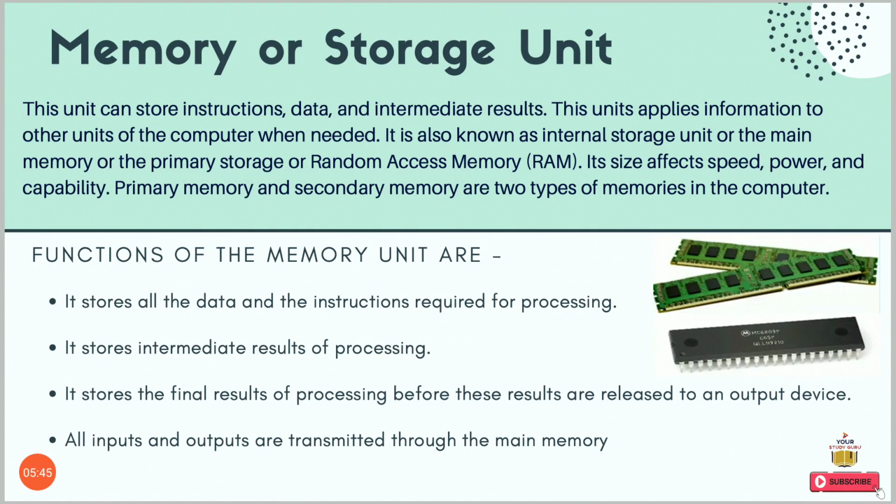Now, the memory or storage unit. This unit can store the instructions, data, and intermediate results. This unit supplies information to other units of the computer when needed. It is also known as the intermediate or internal storage unit, main memory, primary memory storage, or random access memory. Its size affects speed, power, and capability.